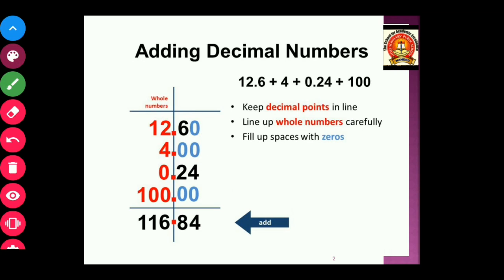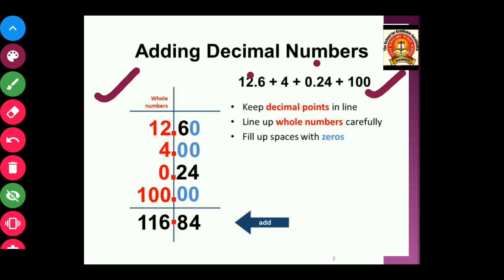Children, look here, you have one example. You need to sum up 12.6, 4, 0.24 and 100. Here you can see that 100 and 4 don't have decimals, but see what I have done. I have made them equal by giving the required number of zeros, like 12.60. It first had 12.6, only one decimal place, but I made it 2. Why? Because 0.24 has the maximum, that is 2 decimal places.